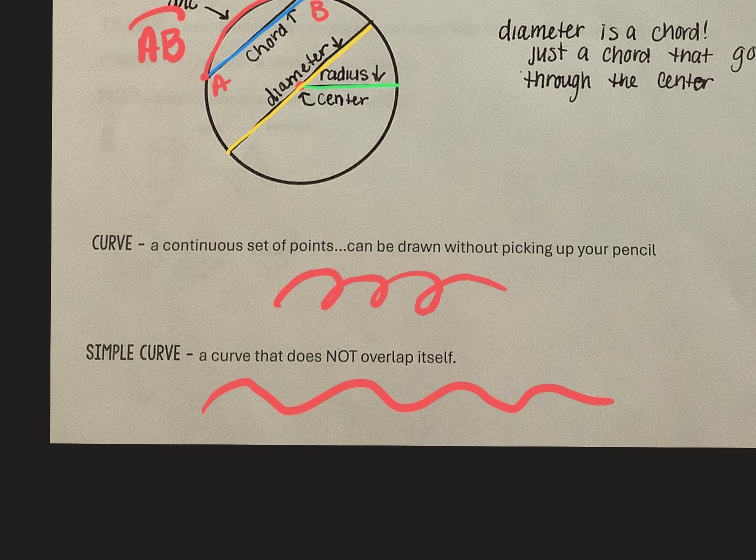Well, sorry. All right. So, curve and simple curve. Okay? So, simple just means it doesn't overlap itself.